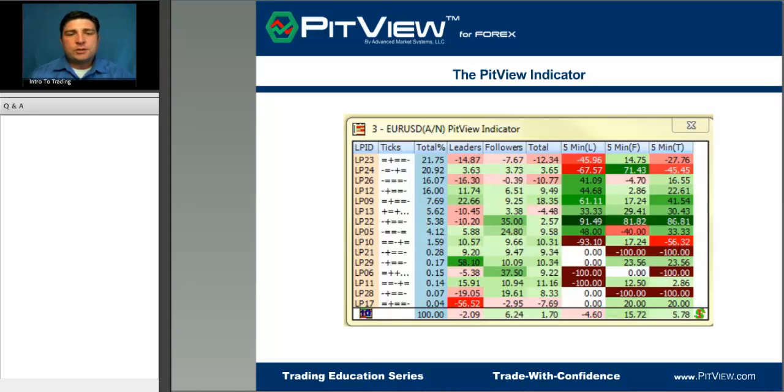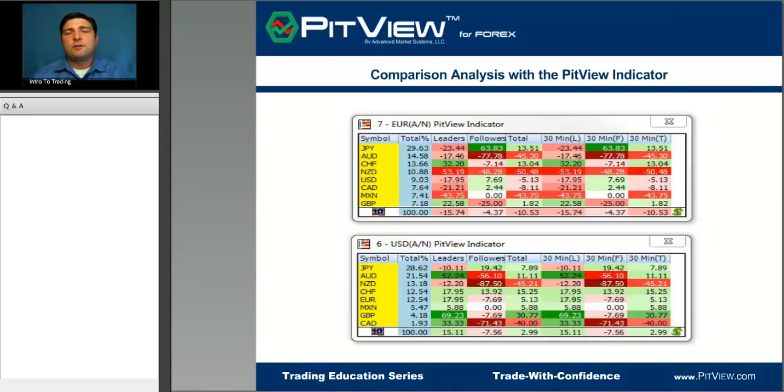Now, what else does PitView do for you? This is just showing you for the euro dollar as far as what the overall sentiment or overall activity has been inside that bid and ask for the start of the New York session or for the last 5 minutes. And you can change those totals. And these are all things that we'll be talking about a little bit later on in the PitView education series. But I think you're already starting to see why this is such a powerful tool, because you're trading alongside the sentiment of the players, the big money in the market.